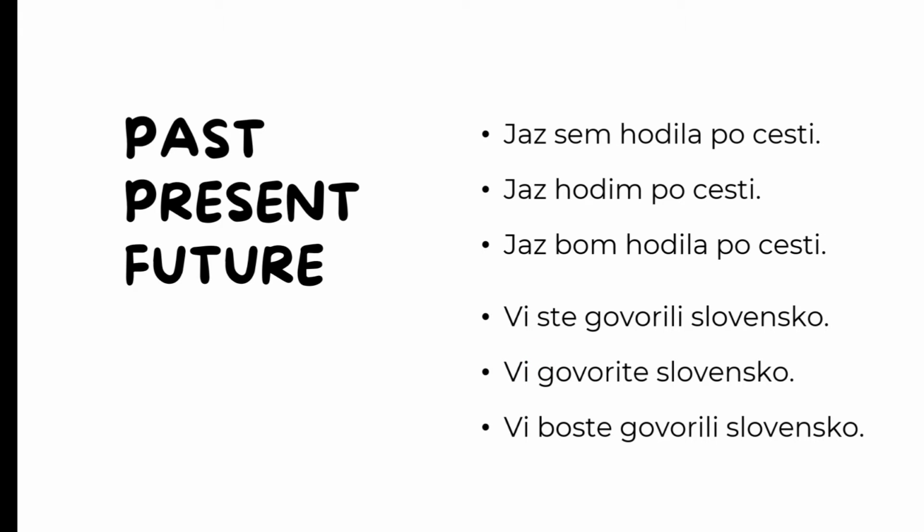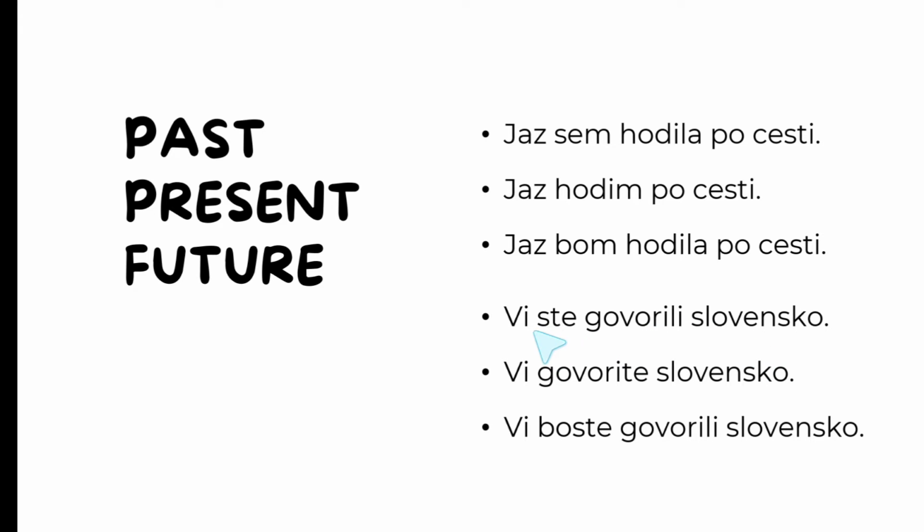Now we have another past tense sentence. Vi ste govorili slovensko. You have spoken Slovene. Vi could mean two things. It could mean you, singular, but you're speaking in a formal manner, or it could mean the three of you, so you plural. So keep that in mind. But basically, you have spoken Slovene.